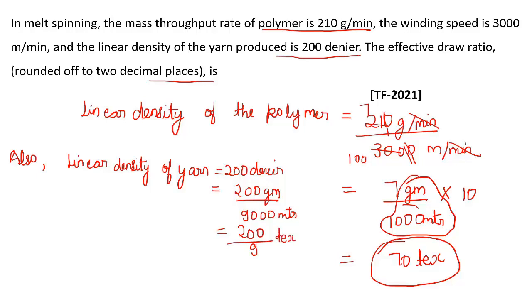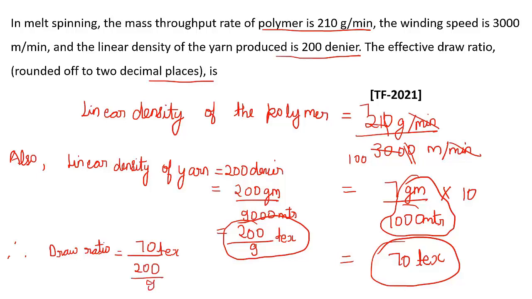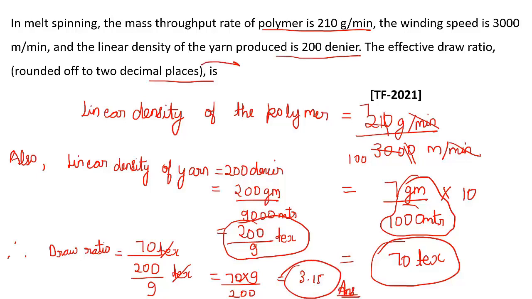So the linear density of the polymer is 70 tex and the linear density of the yarn is 200 by 9 tex, and you have to find the effective draw ratio. Therefore the effective draw ratio is the linear density of the polymer divided by the linear density of the yarn. So draw ratio will become 70 tex upon 200 by 9 tex. Tex to tex got cancelled, and we are left with 70 into 9 upon 200, that means 3.15. So 3.15 is the correct answer, and you have to write in 2 decimal places, so 3.15 is the correct answer. I think it is clear to you.